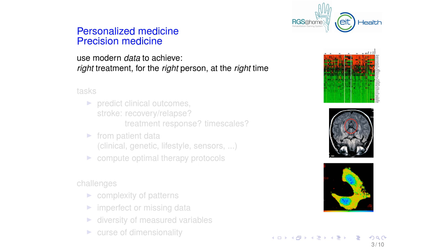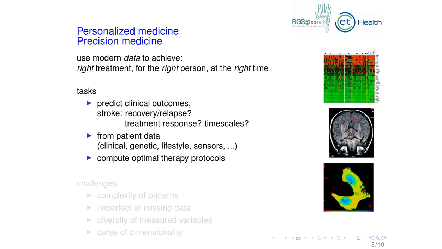Since what medicine now tries to do is to achieve what is called personalized or precision medicine. And what we mean by that is we want to use all these sophisticated modern data to design the right treatment for the right person at the right time. So treatments are going to be tailored to the characteristics of individual patients.